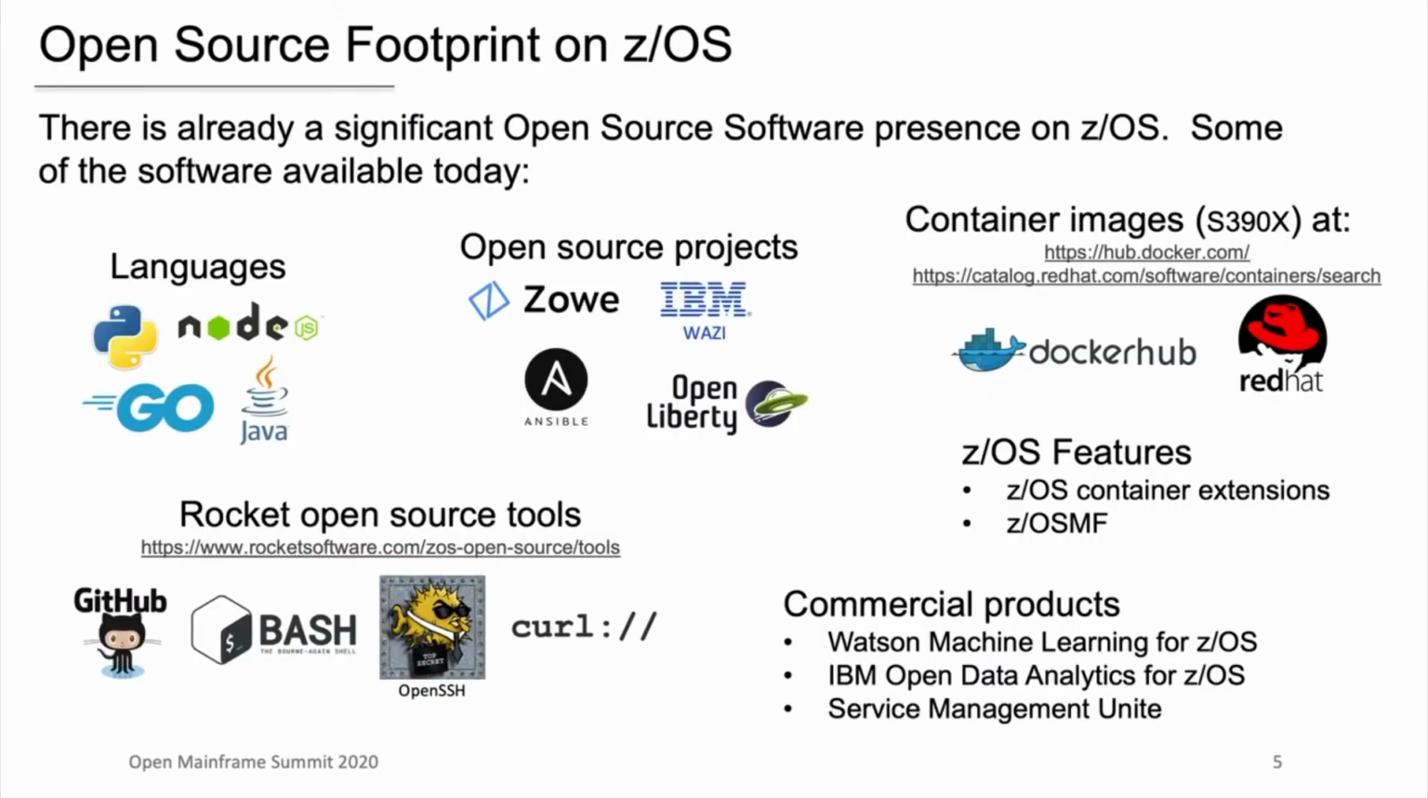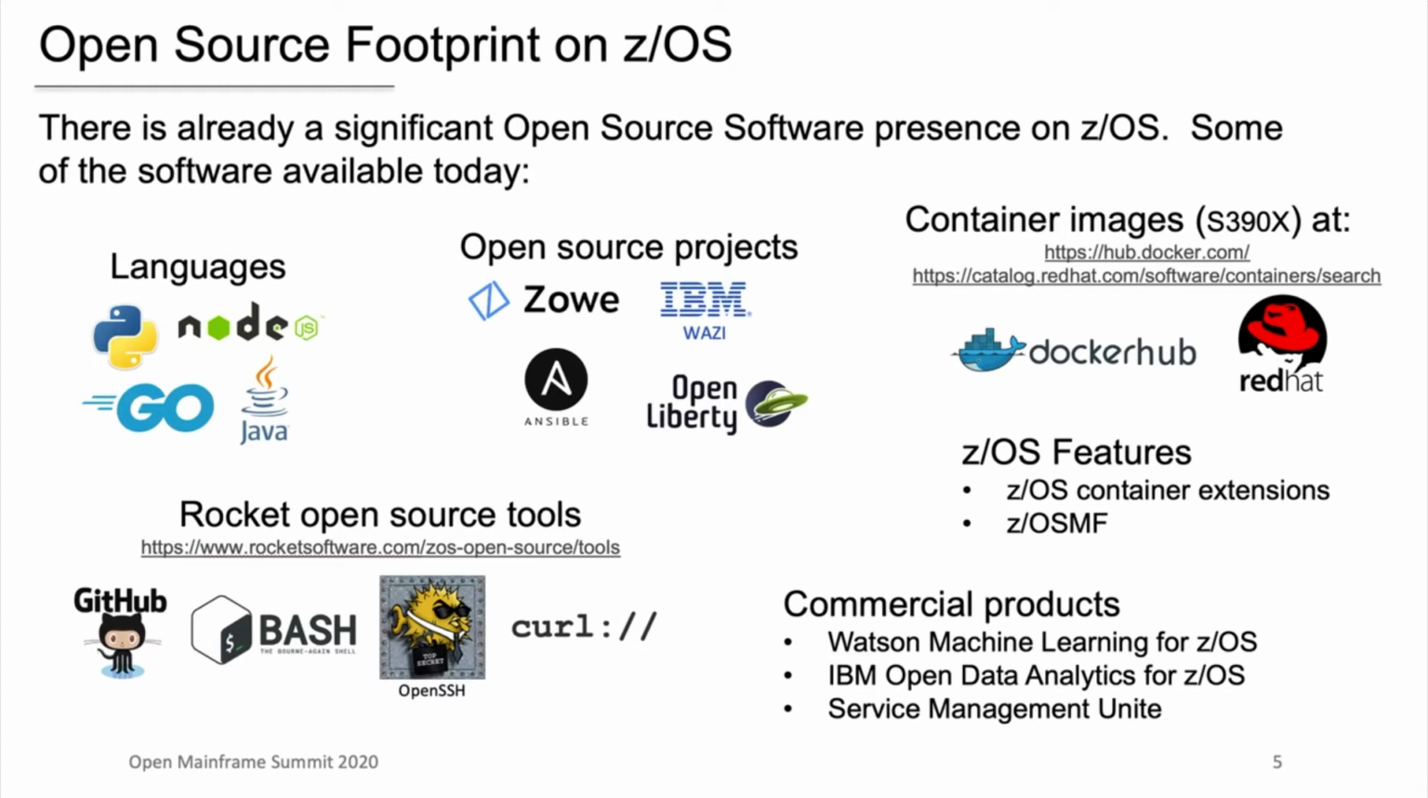An open source presence has been building on z/OS for several years, and IBM has played a prominent role in the open source world through several projects and organizations. A collection of open source languages currently runs on z/OS, starting with Java, which has been around since the early 2000s. Python's been available as well for a number of years through different offerings, and more recently languages like Node.js and Go have become available.